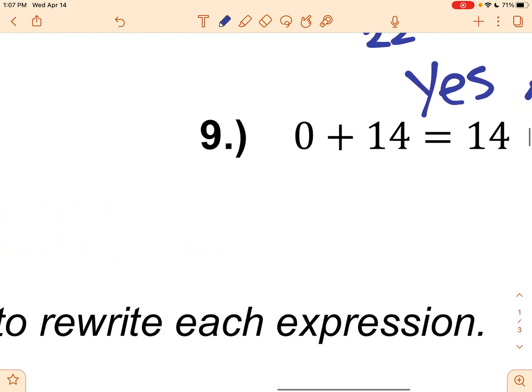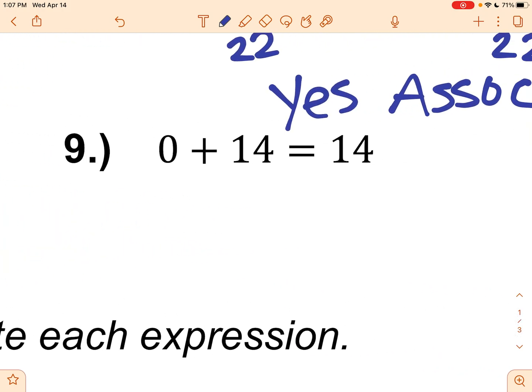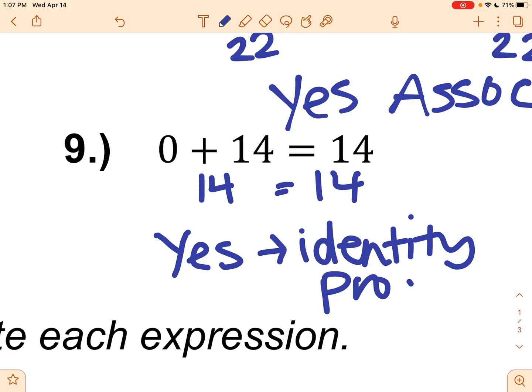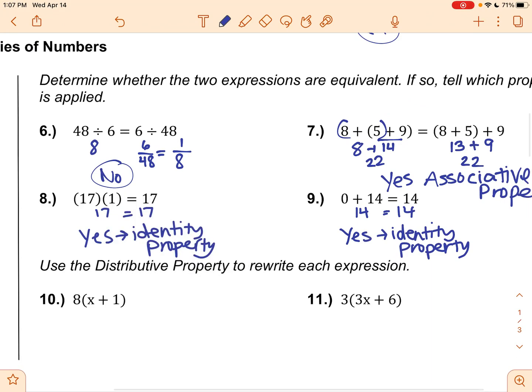Awesome, moving on to number 9. 0 plus 14 equals 14. Well, 0 plus 14 is 14, so 14 does equal 14. And remember, this is also the identity property. There's 2 different ones. Oops. There's one for addition and there's one for multiplication.